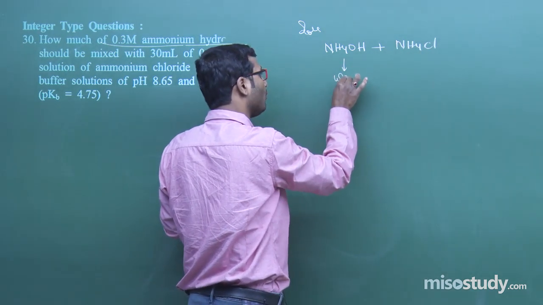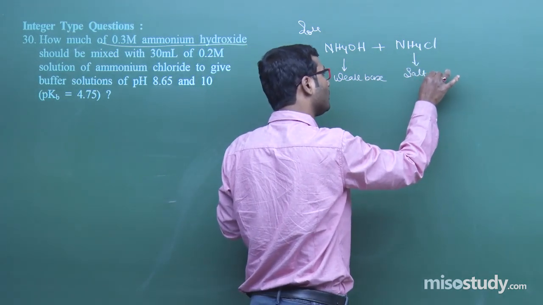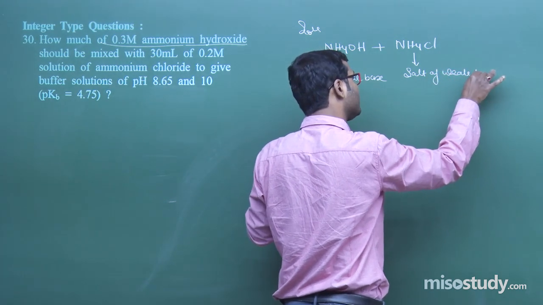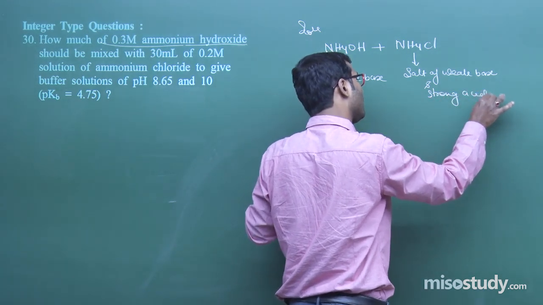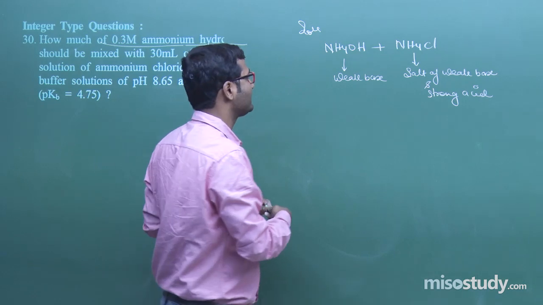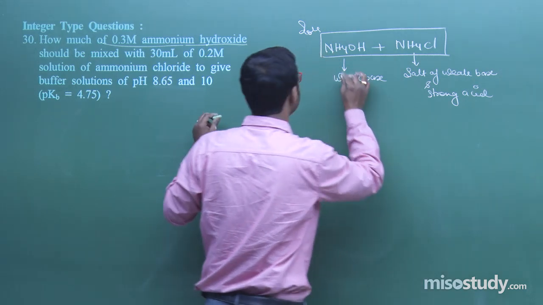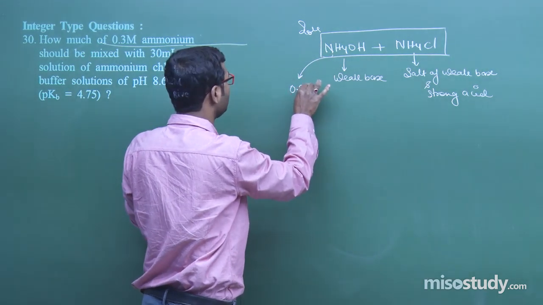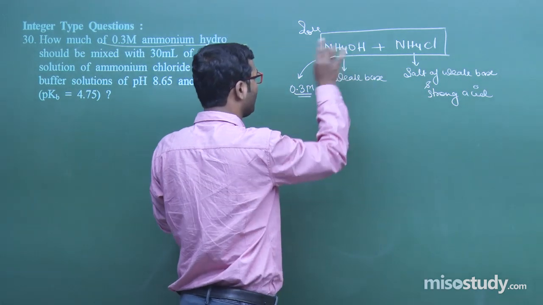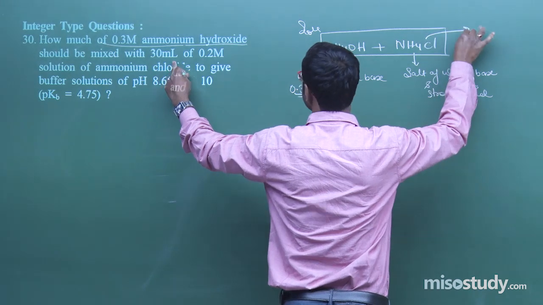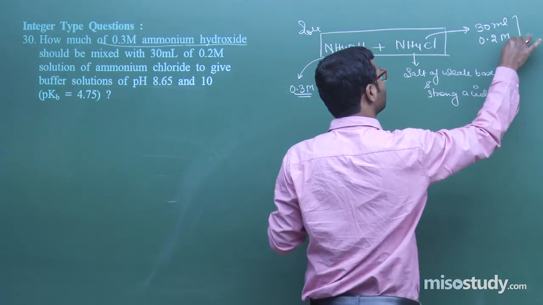This is a weak base, and this is a salt of a weak base and strong acid. That is a buffer solution. Yes, buffer solution. The molarity is given as 0.3 molar, and we require the volume of NH4OH. The data for NH4Cl is that the volume is 30 ml and the molarity is 0.2 molar. Is it clear?